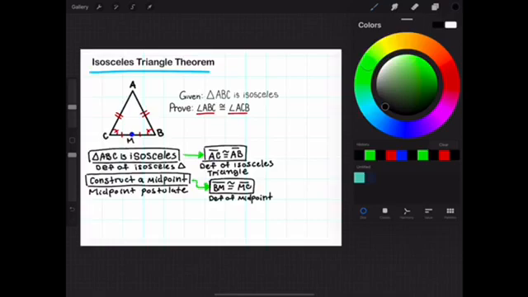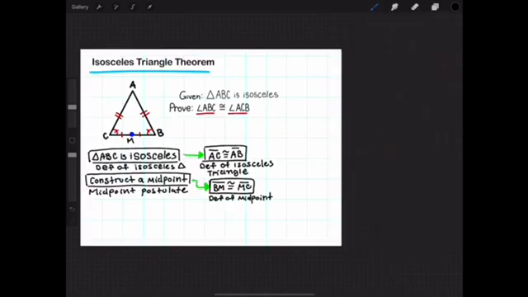After we have made the midpoint, we connect it to point A, making a new line segment AM. We are able to do this because of the line postulate.